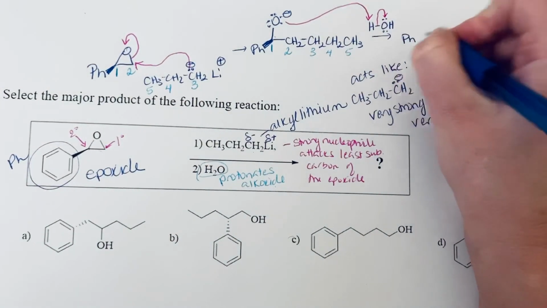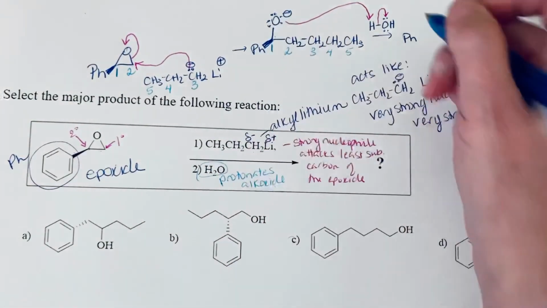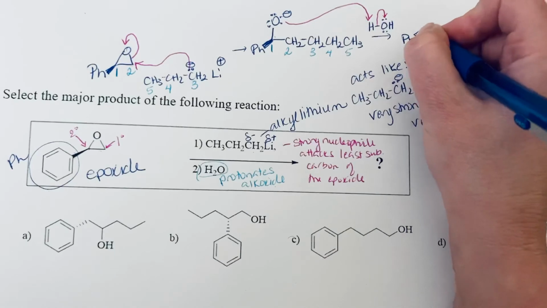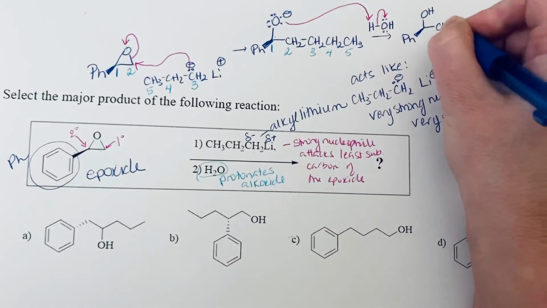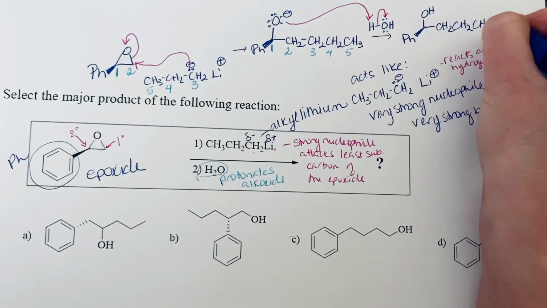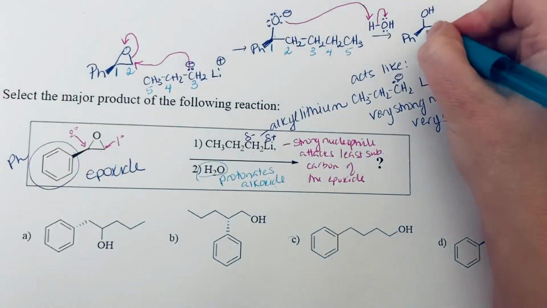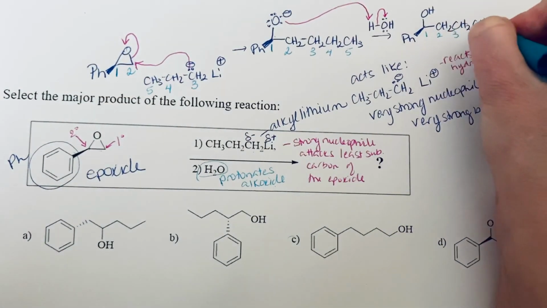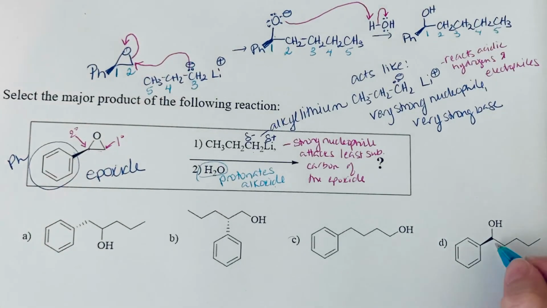Okay, so let's draw the product. It's going to look exactly like this, just with the proton on that oxygen. And then we have this carbon chain. I'm going to put the numbers back on there: 1, 2, 3, 4, 5. And if we look at the options we have available, we should be able to identify that this is the structure shown here in D.